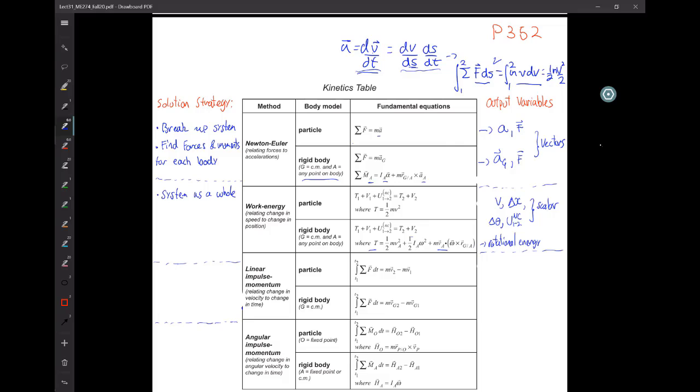Now, what is my solution strategy when I look at my free body diagrams? Well, I take a system as a whole. Why do you think you have to break up the system for Newton-Euler when you have to look at the system as a whole for work energy? Intuitively, does anybody have, and you can make a wager, it doesn't matter if we're just learning here. Yes?